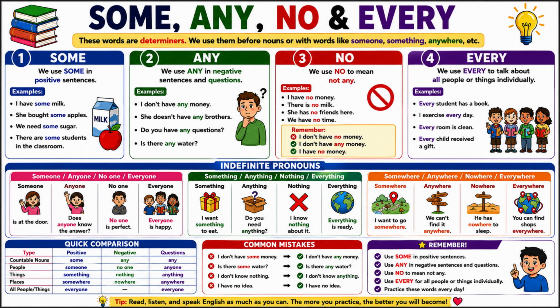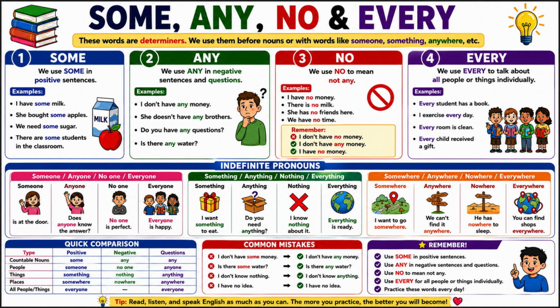Quick comparison. Positive, negative, questions. Some, any. Someone, no one, anyone. Something, nothing, anything. Somewhere, nowhere, anywhere. Everyone. Common mistakes. Wrong: I don't have some money.